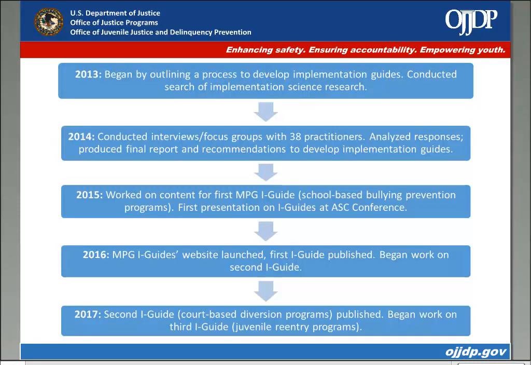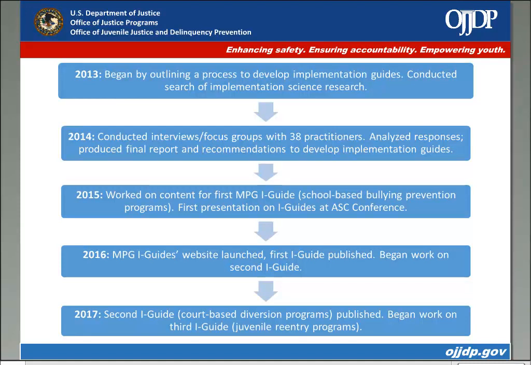We presented a sneak peek of that first I-Guide at the American Society of Criminology annual conference in DC in November of that year. And then we continued work on the content of the first guide into 2016, receiving feedback from some external reviewers about the guide. That feedback ultimately helped us to finalize the language and the layout, and then in May of 2016, the implementation guide's website launched with the first I-Guide on school-based bullying programs included.